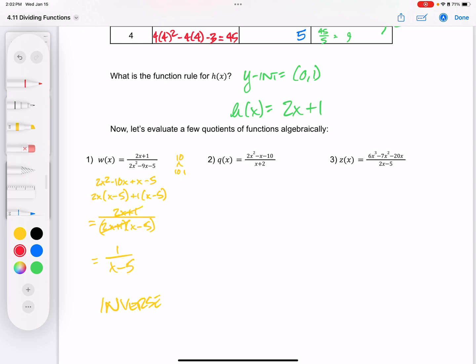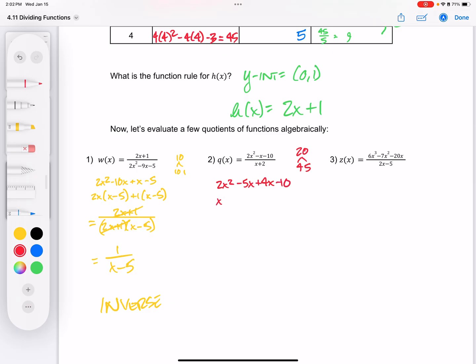All right, I've got 2x squared minus x minus 10. So 2 times 10 is 20. I need the factors of 20 that have a difference of 1. So it's 4 and 5. So 2x squared, and minus is my bigger one, minus 5x, plus 4x minus 10.